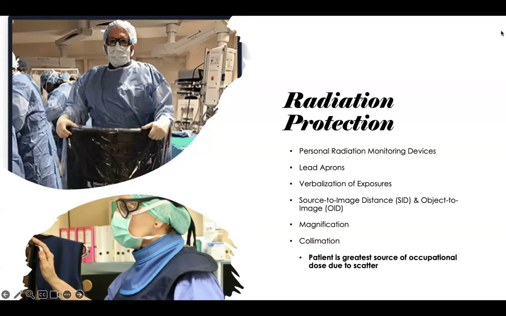Making sure we are following our source to image distance, our SID, and our object to image distance. So making sure that with our C-arm, we have the patient lined up within that C, because if we adjust that, it's going to affect the patient's dose. So making sure we have the patient lined up in that C properly.